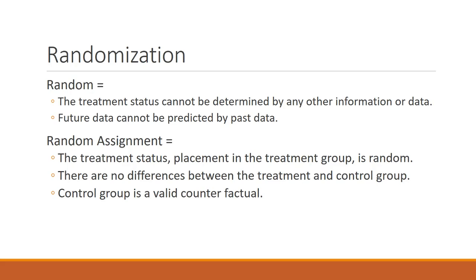All right, so when I say random assignment, that means the treatment status. That means who is in the treatment group, who receives the treatment, is random. If I have 1,000 farmers, I randomly select 500 of them, and those 500 receive the treatment. The control group, the ones I didn't select, do not receive the treatment. And if the assignment is random, then there will be no differences between the treatment group and the control group, and the control group will be a valid counterfactual.